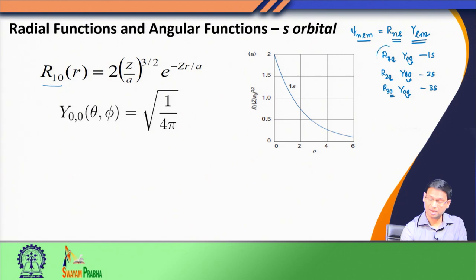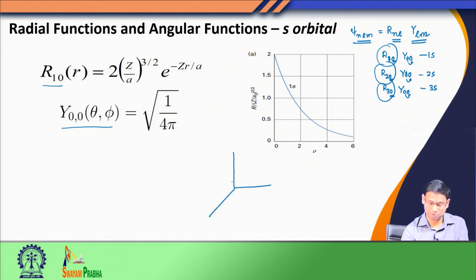Now, if I know the radial functions, I simply multiply by the angular functions, the spherical harmonics, and then I find the final form of the eigenfunction of the hydrogen atom. Now, let us look at the s type of orbital. The angular component of the s orbital is actually independent of theta or phi. If you recall, we discussed that this function Y 0 0 is constant throughout theta and phi space.